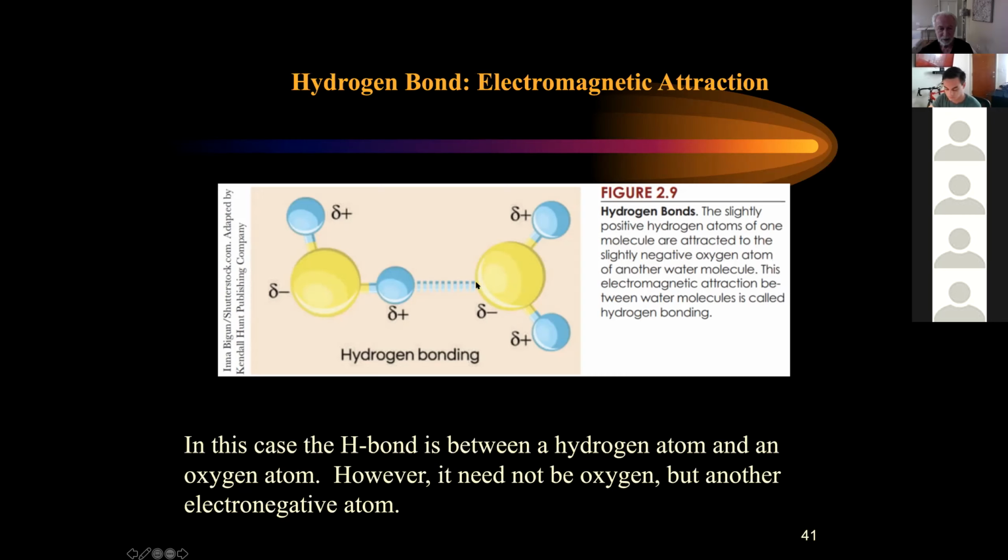The hydrogen bonds are almost always represented by dotted lines. So this is a hydrogen bond, a dotted line between a hydrogen and an electronegative atom, which in this case is oxygen. It does not need to be oxygen. It can be another electronegative atom.